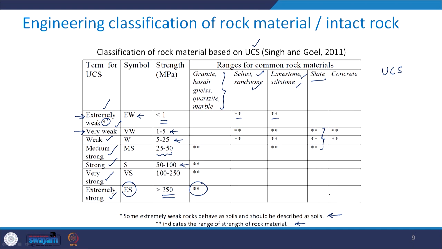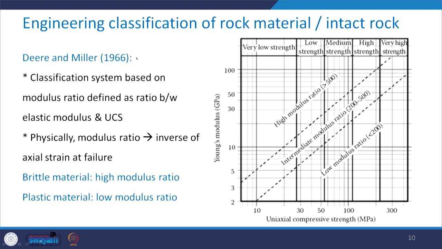It is not that you take slate from three different locations and they will have the exact same value of UCS. No, these are all naturally occurring materials, so they differ from one place to another based on their mineral content. Accordingly, you will always have a range in rock mechanics and rock engineering, rather than a very, very specific value. So here is the other classification system, that is the Deere and Miller classification system, which was given in 1966.